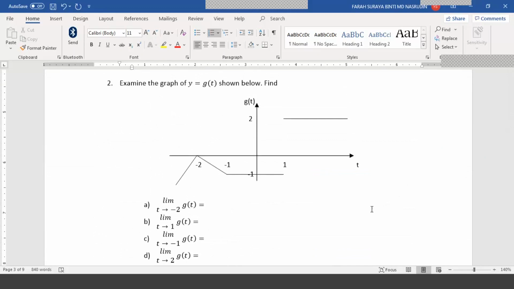Nurul Atika. Nurul Atika. Ada ke tak ni? Nurul Atika. Oh, tak ada ke? Tak datang eh? Okay, saya mark sebagai tak datang eh. Nurul Atika. Okay, Siti Soleha.